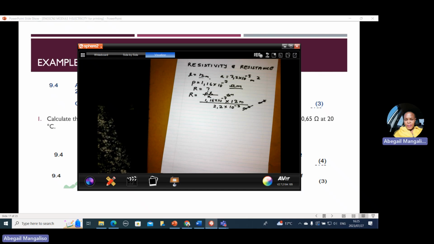Now we can use the calculator to get the answer. It's 1.16 times 10 to the power negative 7 multiplied by 12, divided by 2.2 times 10 to the power negative 3. And the answer is 0.0006.